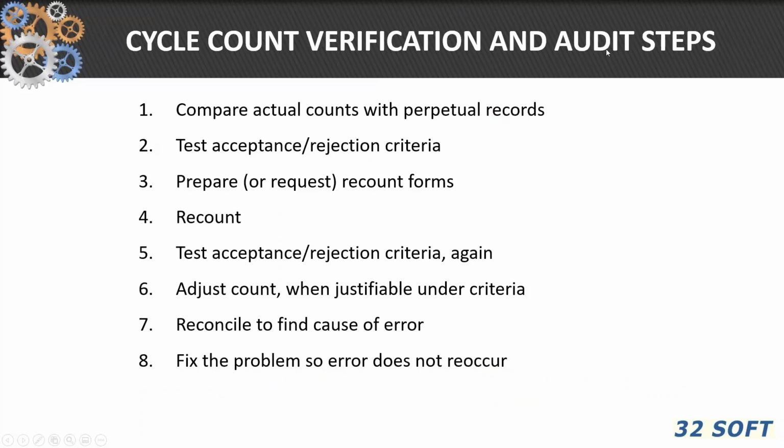So this is just a brief statement of the steps you might go through. Compare the actual to perpetual. Test your reject acceptance criteria. Maybe you need to adjust the reject criteria. Are you going to recount it? Do you go out and recount it? And then adjust the count when it's justifiable under the criteria. Then ultimately you want to reconcile and find the cause of that error and fix the problem so the error doesn't occur again.